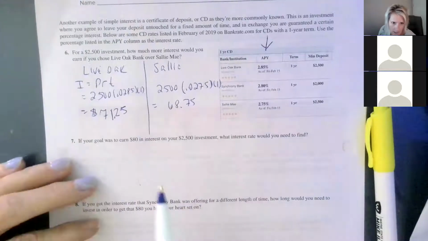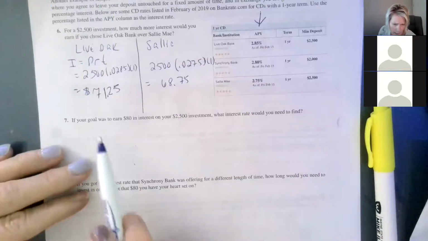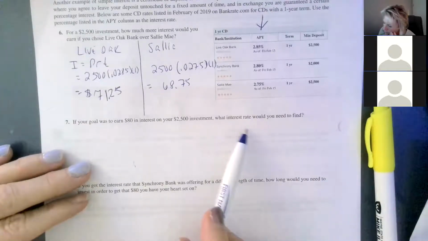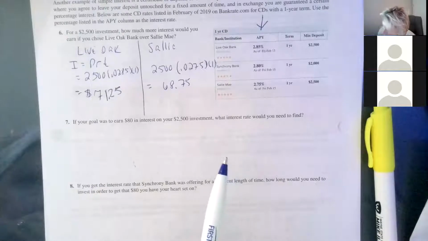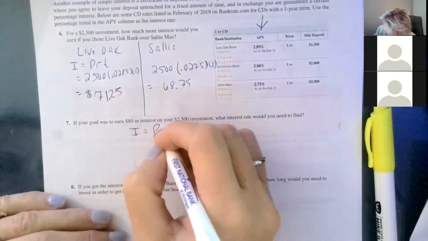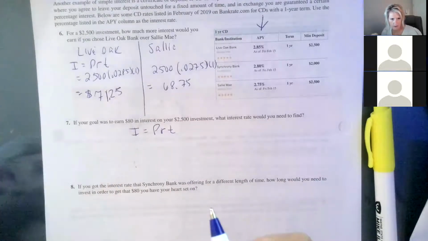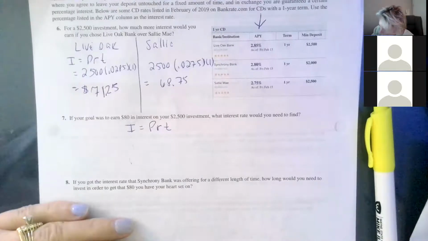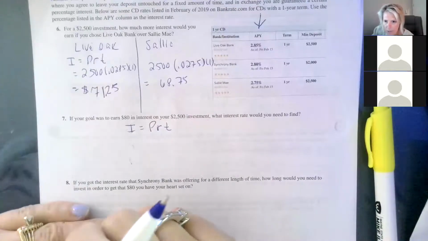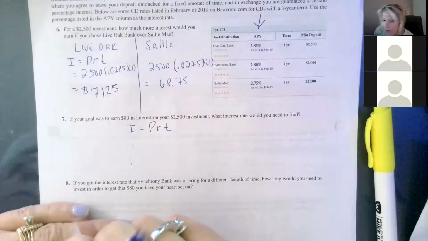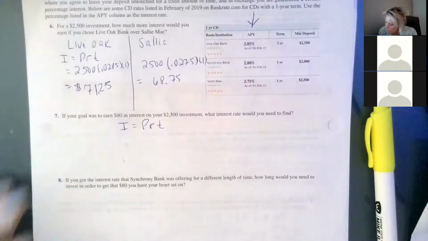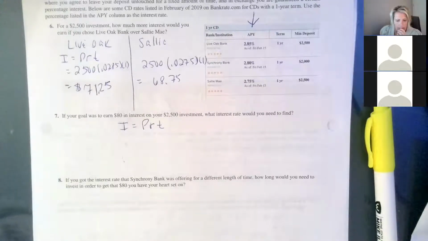And then number seven says, if your goal was to earn $80 in interest on your $2,500 investment, what interest rate would you need to find? So this time, do you guys need more time or did you work on this one already? I went through that one a little bit. Okay. I didn't get that. Okay, go ahead and take a minute to do that.